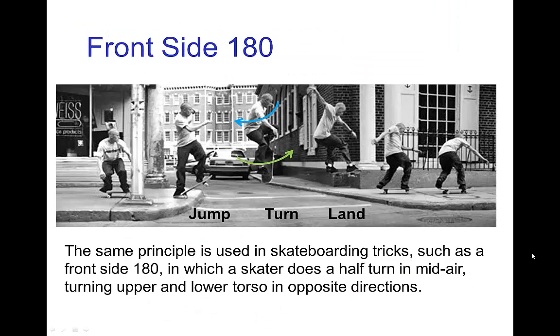Now, here's an example of the same thing in a skateboarding trick, a front side 180, where the skater jumps, rotates the lower body in one direction by swinging the upper body in the opposite direction.